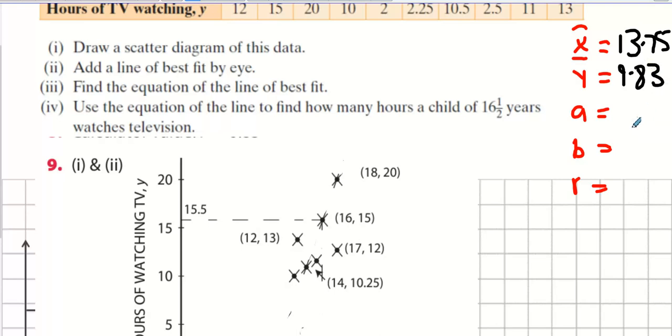Our y value? 9.83. Our a value? 16.25. Yeah. Our b value? 1.9. Upwards, yeah. And your R value? Now, just to explain this, 0.86 means a positive correlation of 0.86.